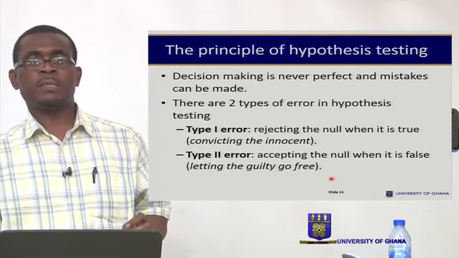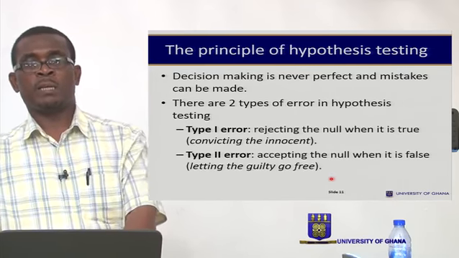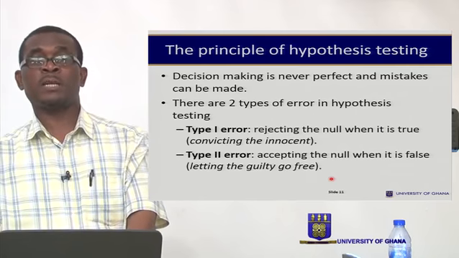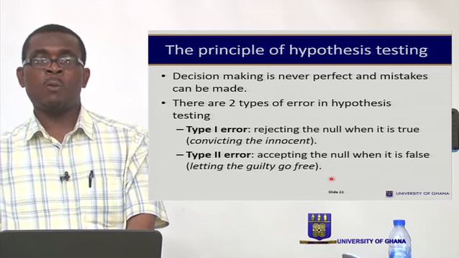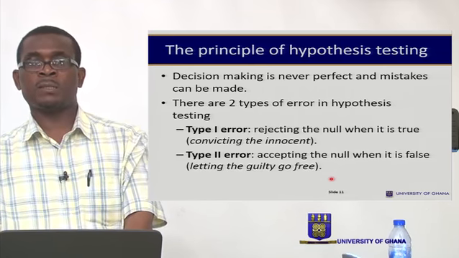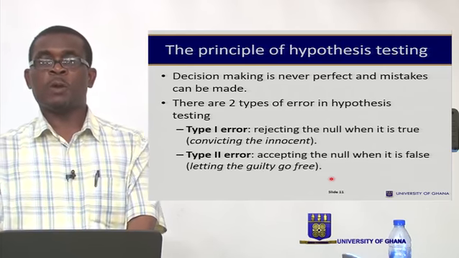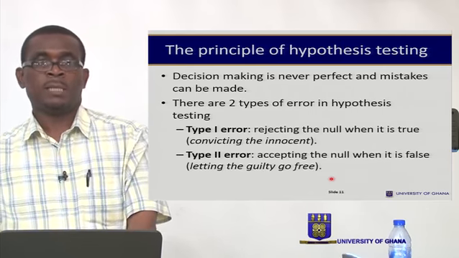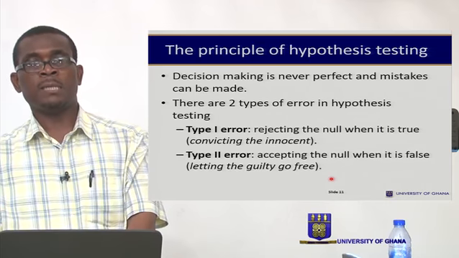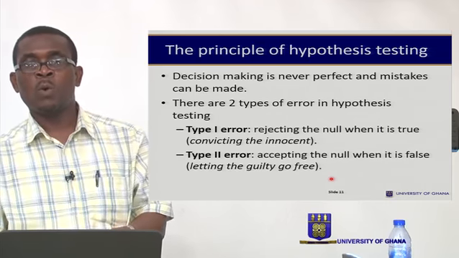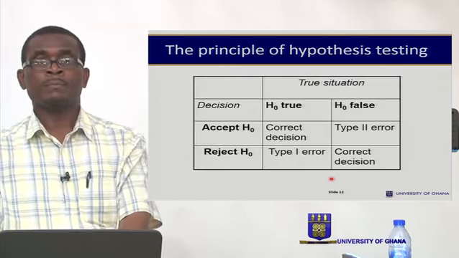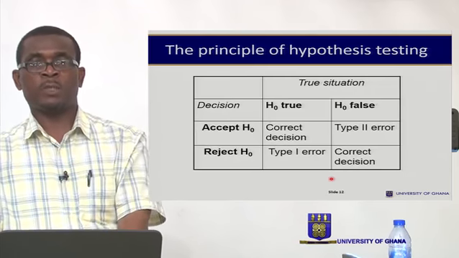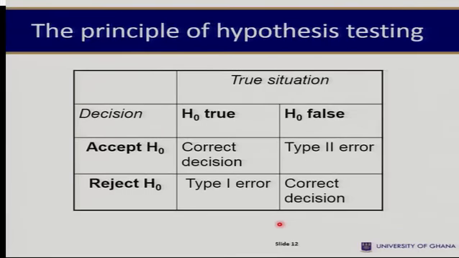Now, in making decisions, we are bound to make errors. And in hypothesis testing, there are 2 types of errors we can make. The type 1 error, where you reject the null hypothesis when it is true. In other words, you will be convicting the innocent, right? And then the type 2 error, accepting the null when it is false. That is, you let the guilty person go free. So we summarize the potential errors in hypothesis testing in this table, type 1 and type 2 error.